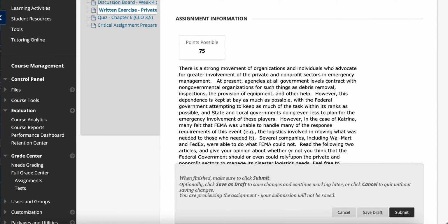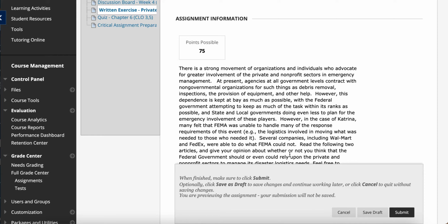There is a strong movement of organizations and individuals who advocate for greater involvement of the private and nonprofit sectors in emergency management. At present, agencies at all government levels contract with non-governmental organizations for such things as debris removal, inspections, the provision of equipment, and other help. However, this dependency is kept at bay as much as possible, with the federal government attempting to keep as much of the task within its ranks as possible. The state and local governments do even less to plan for the emergency involvement of these players.